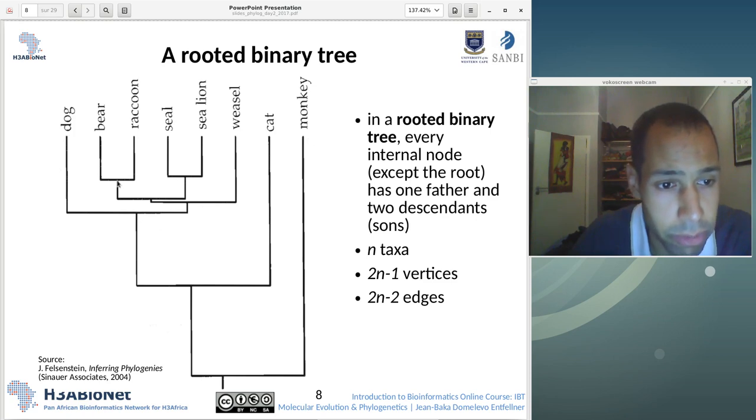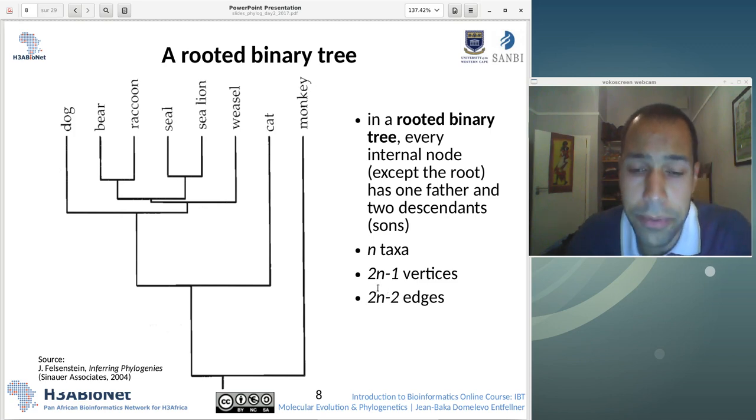The internal nodes, I can see 1 here, 1 here, 1 here, that's 3, 4 here, 5 here, 6, and 7. Okay. And edges are 2n-2 edges.